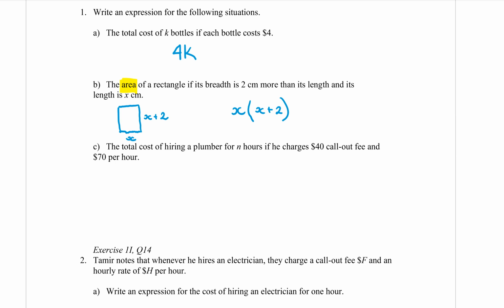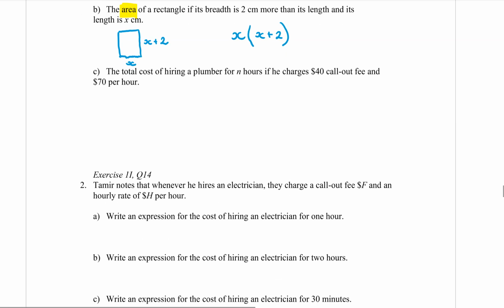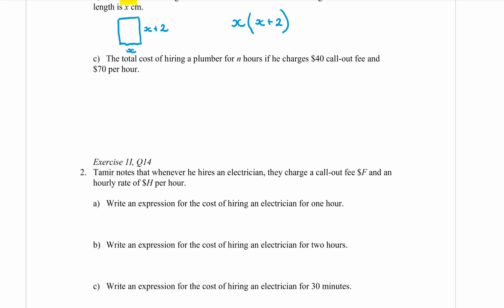Part C, the total cost of hiring a plumber for N hours if he charges a $40 call out fee and $70 per hour. Okay, so he charges $40 straight away just to be called out to your house. So that's $40. Plus, you have to pay $70 for every hour. And we're saying that N is the number of hours. So that means we go 70 times by N, or 70N.